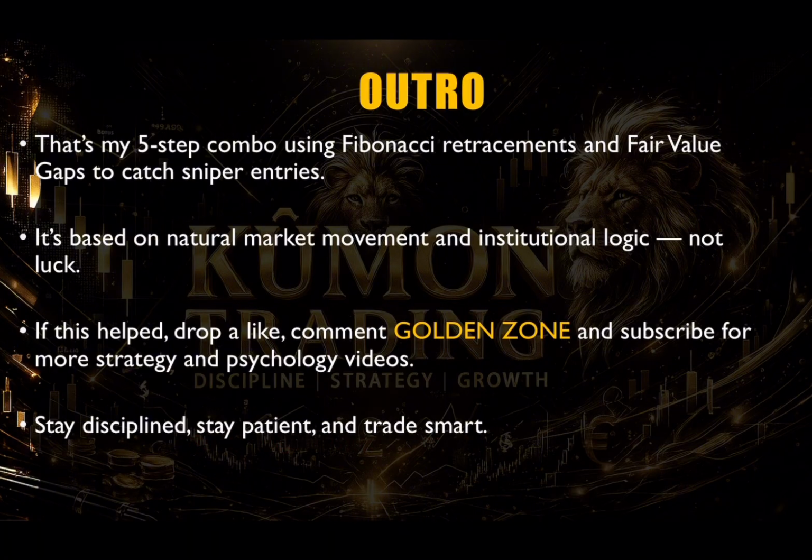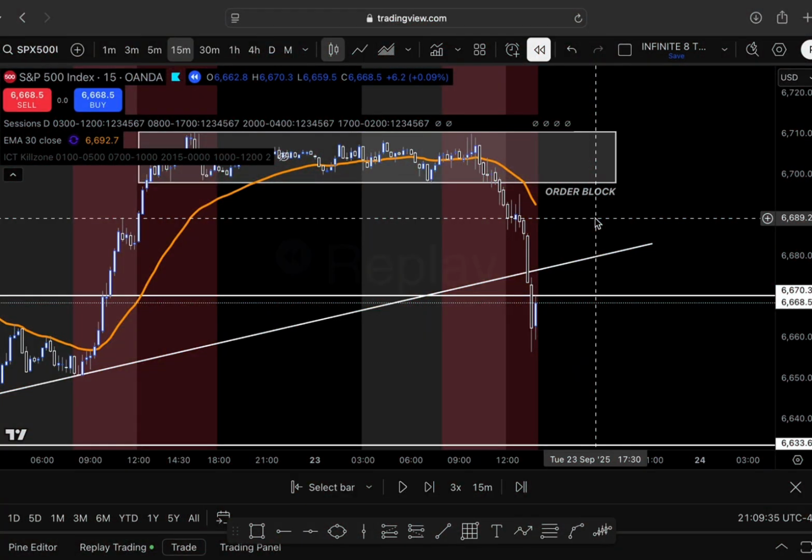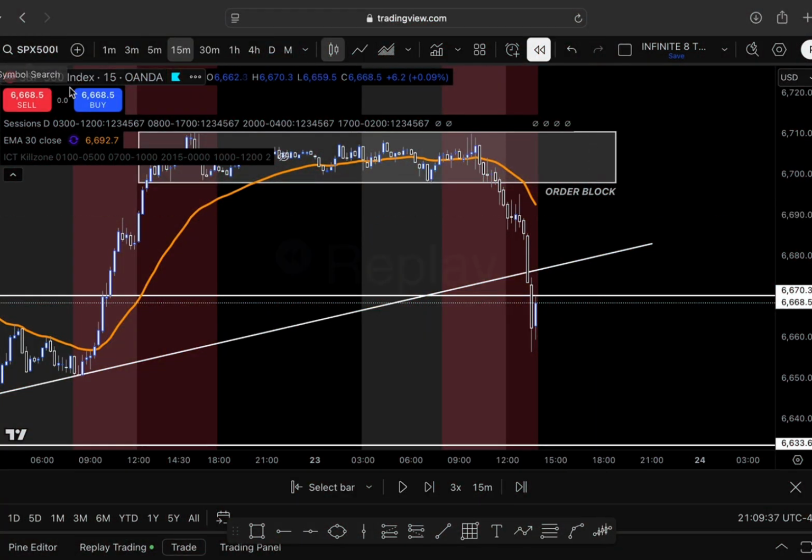Let's move over to TradingView so I can show you guys a live example before I wrap this video up. Let's get it. Now, let's go ahead and show you guys a live example. We are on the S&P 500.